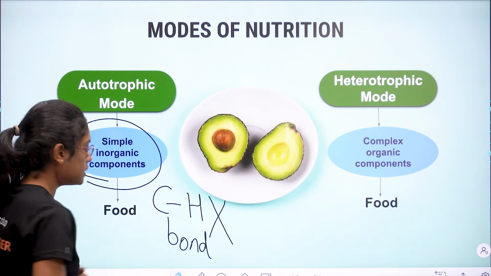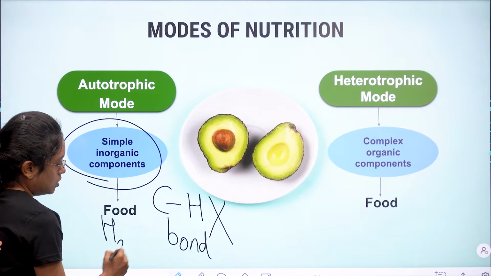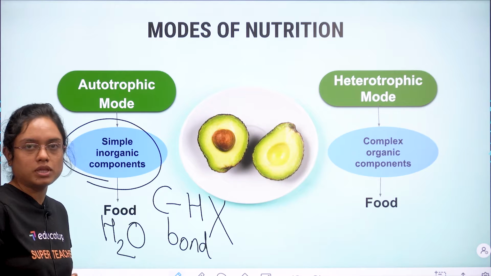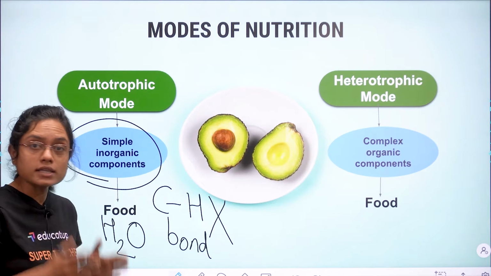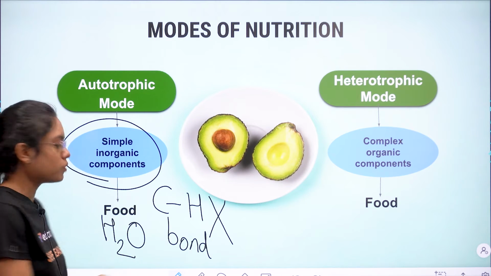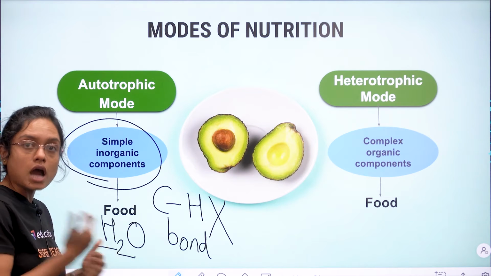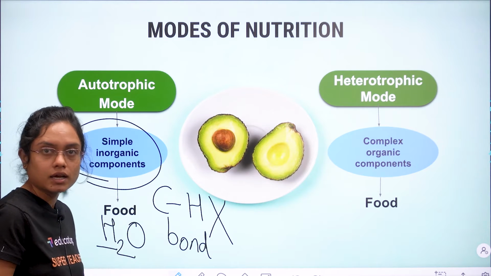Inorganic. Example, water. Water is an inorganic component. Why? Because it is not containing carbon-hydrogen bond. Hydrogen is present, but is carbon present? No. So carbon-hydrogen bond will not be formed.